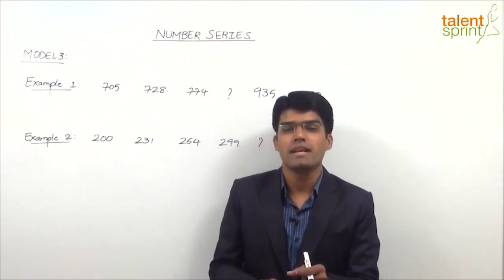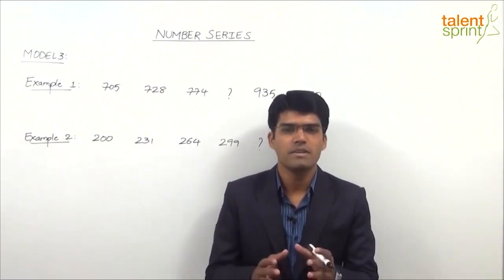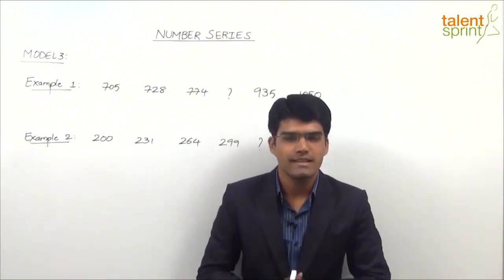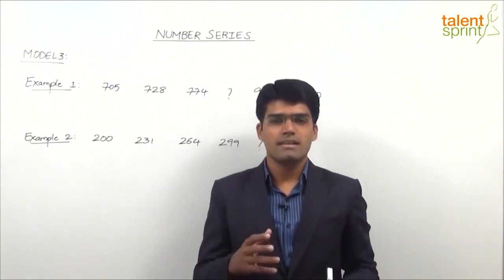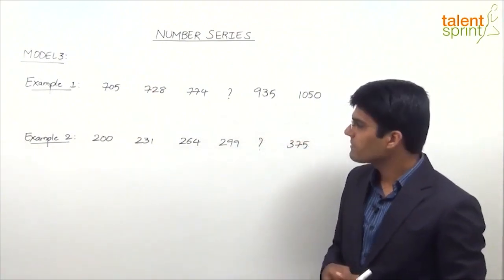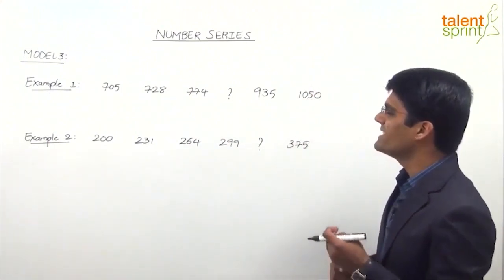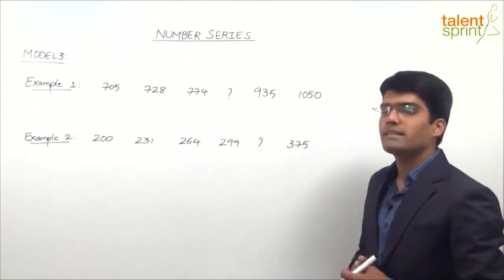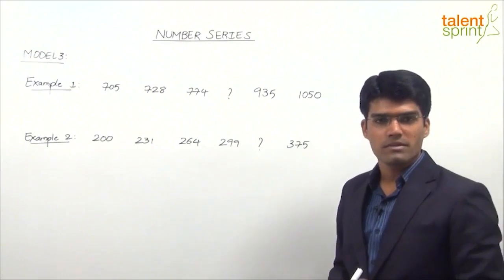But now we shall take up series where the logic changes with every series. And as I've mentioned, it's all about understanding the logic in that limited time and getting the answer as per the given question. So let's take some examples and understand various types of other logics. The first one here is 705, 728, 774, question mark, 935 and 1050. And it is obvious that we need to know what comes in place of the question mark.